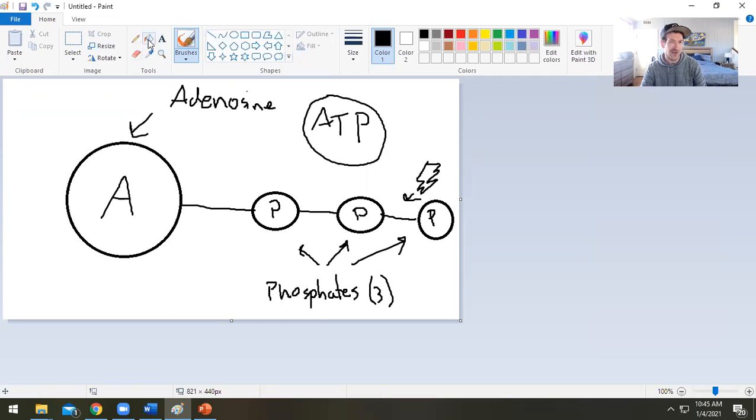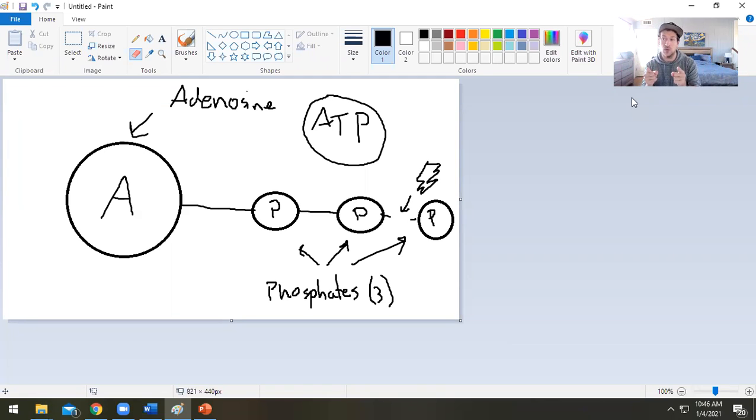That's a terrible arrow. I'm gonna erase that real quick. There's a ton of energy trapped in this little bond right here. So if you break it, right? If you break this bond, and I kick this little phosphate off, a ton of energy gets released. That is how our body does everything that it does.